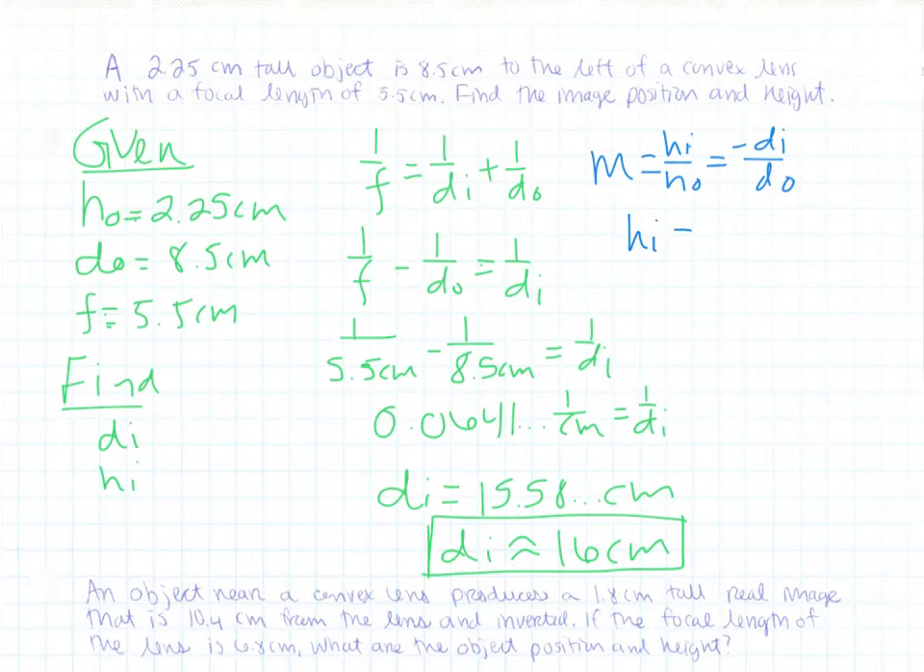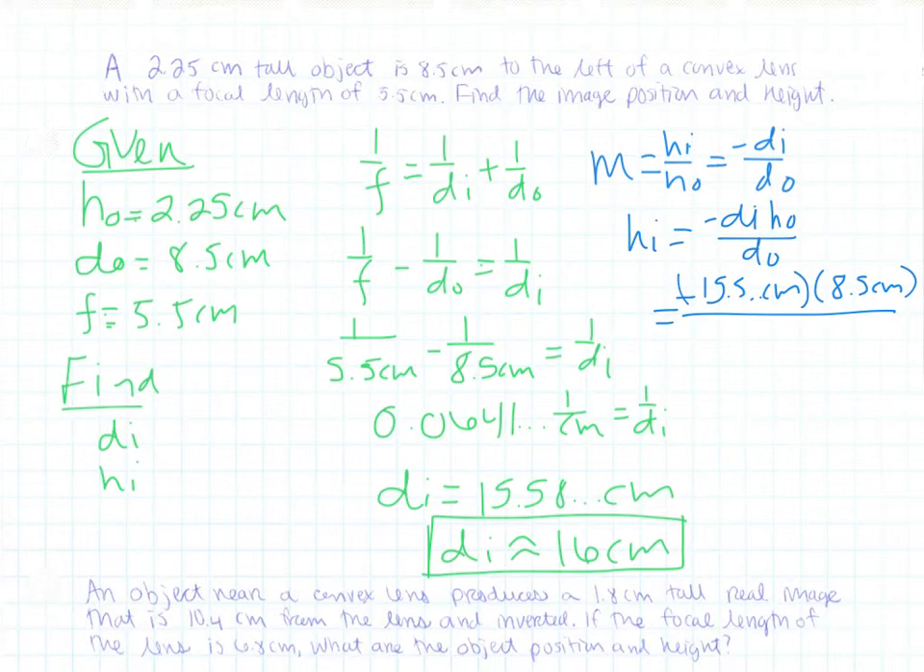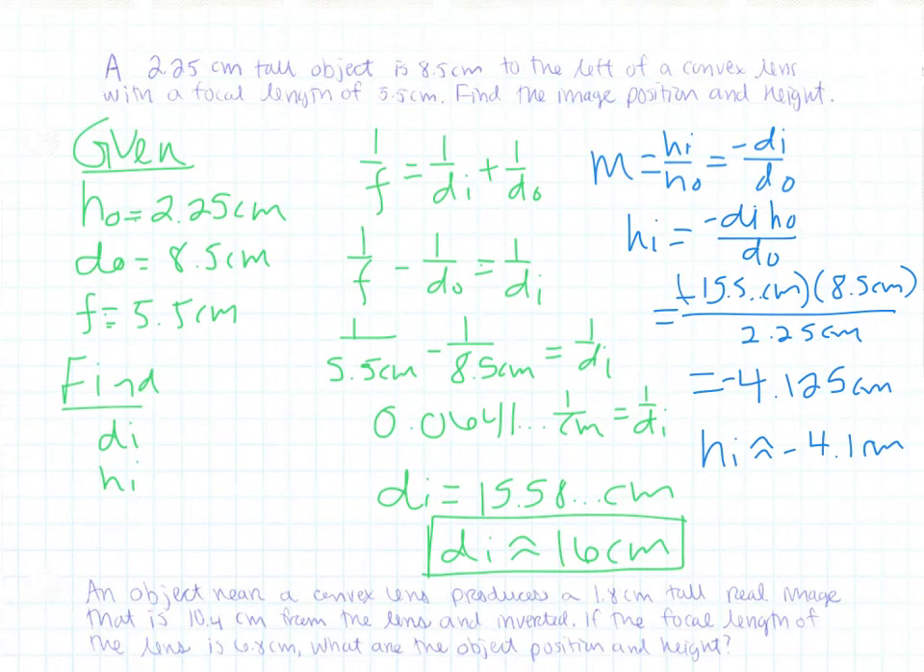So rearranging, HI equals negative DI times HO over DO. We're using our unrounded negative 15.5 centimeters times 8.5 centimeters over 2.25 centimeters. And this comes out to negative 4.125 centimeters. Two sig figs, HI is approximately negative 4.1 centimeters.